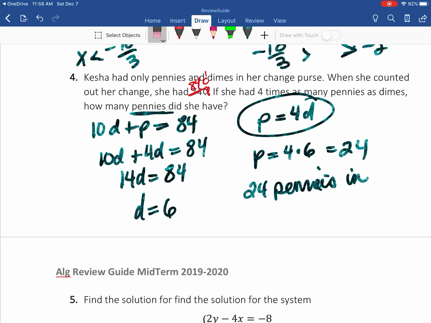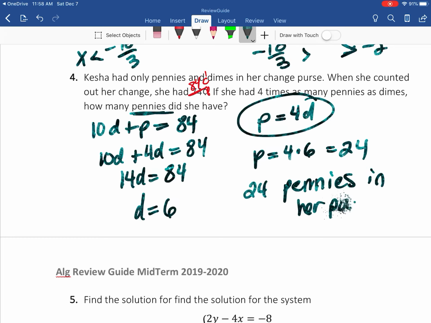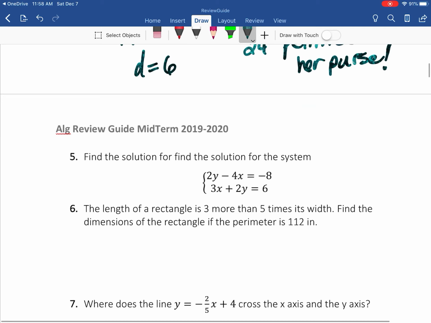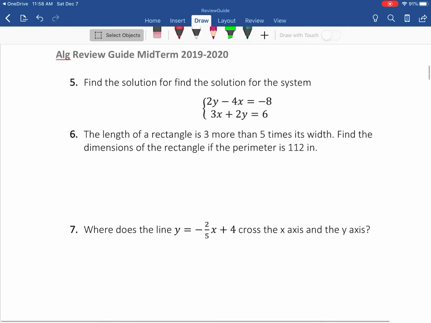Pennies, not, I'm spelling that wrong. Pennies, in her purse. All right. So just note that I'm changing that to 84 cents so that will work. Sorry about that. I know some of you were confused on that.